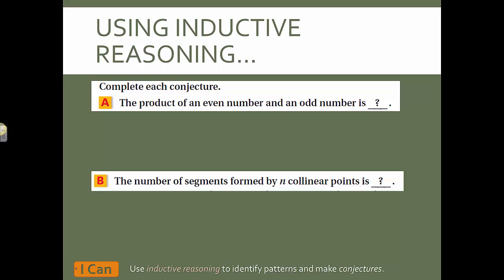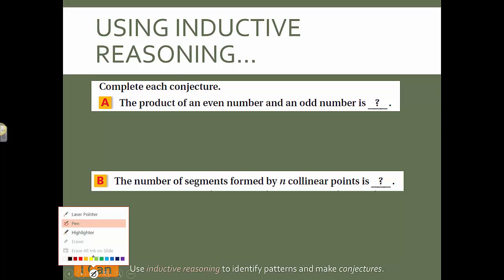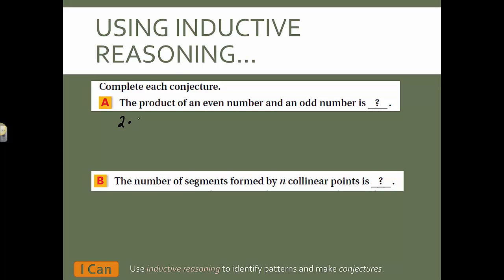Okay, so we're going to use inductive reasoning to make some conjectures here. The product of an even number and an odd number is always what? So in order to do this, I'm going to multiply some even numbers and some odd numbers. So 2 times 5 is 10. I'm going to do 4 times 7, which is 28. Let's do some more. Let's do 6 times 3, which is 18.